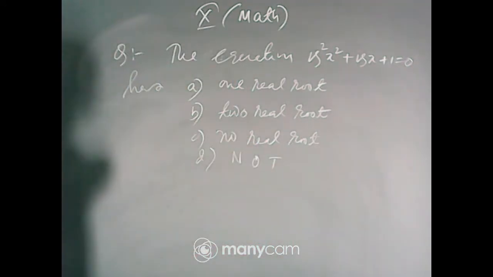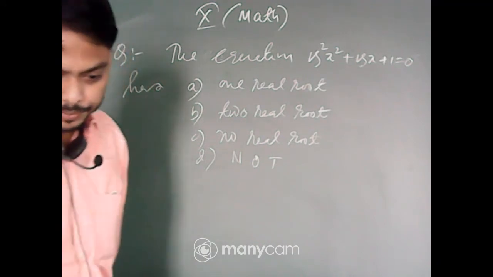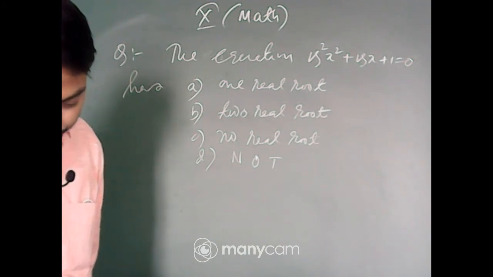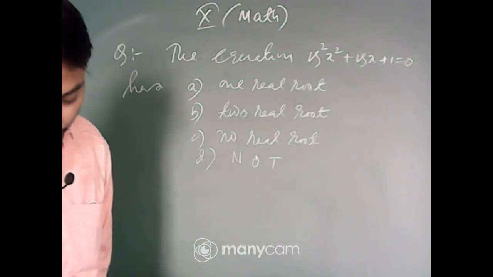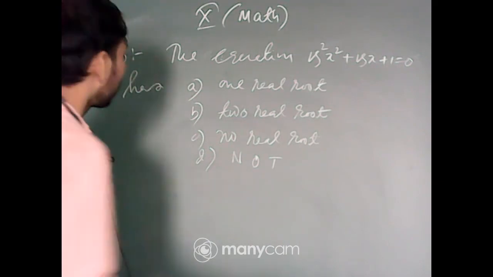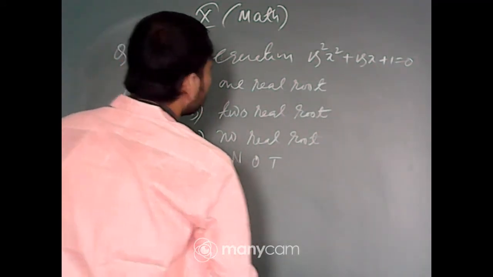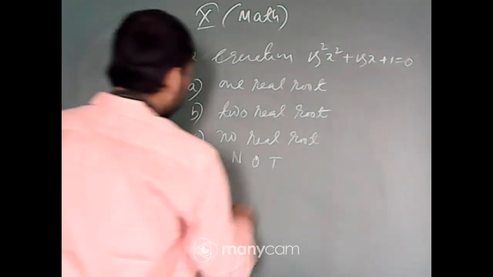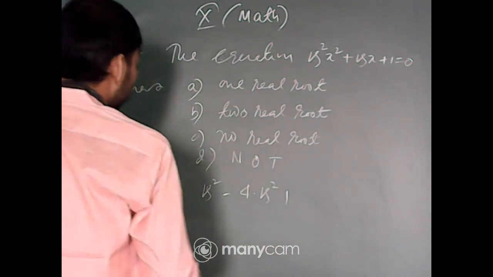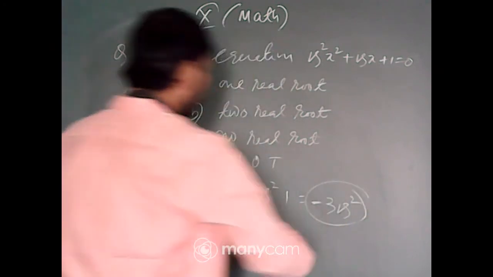Tell me, the equation k square x square plus kx plus 1 equals to 0 has how many roots? A, B, C or D? Just find the discriminant first of all. Discriminant means b square minus 4ac. K square minus 4 into k square into 1. That is, discriminant is minus 3k square. There is a minus in the discriminant.